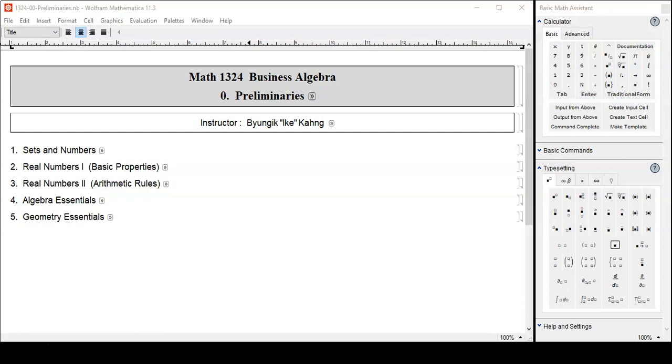Hello students, welcome back. Previously we went through sections 1 and 2. Now let's go to section 3, arithmetic rules of real numbers.